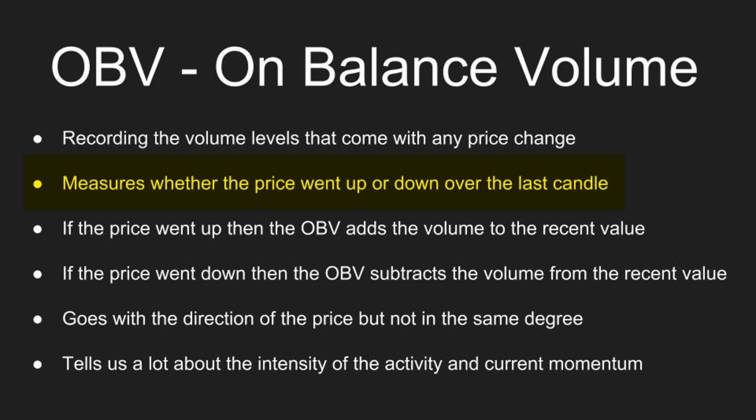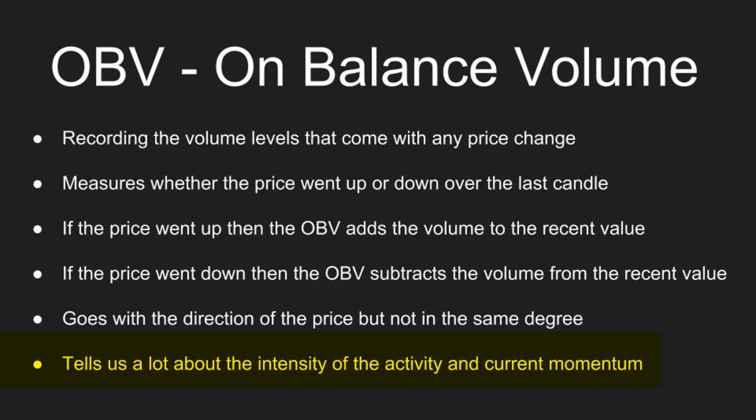Let me explain what I mean. If, for example, the price was rising with a volume of $20,000 and the recent OBV value was $100,000, then it will add the $20,000 to the current value and the new OBV will become $120,000. If, on the other hand, the price was going down with the same volume, then the new OBV value would have been $80,000, because in that case we subtract the $20,000 from the current figure. So basically when the price goes up, the OBV will also go up, and when the price goes down, it will go down as well.